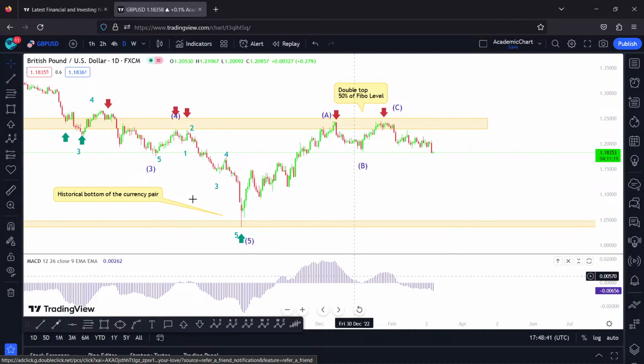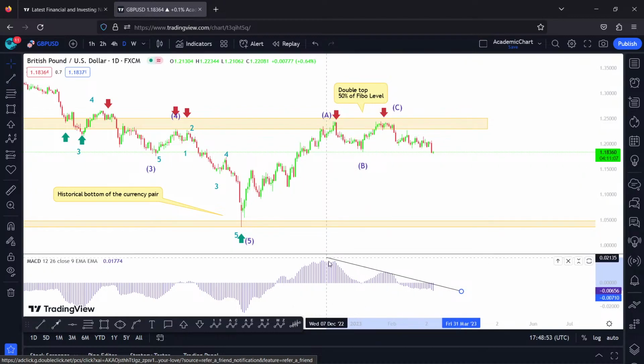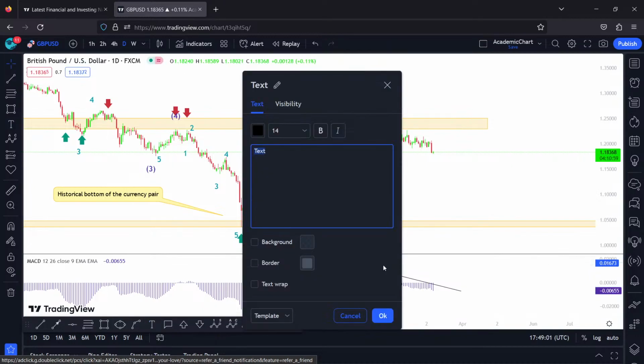But I usually want to utilize one of these oscillators, which my preference is MACD, to just get the confirmation. I've already detected this reversal, but I'm also seeing a very nasty and strong divergence here on MACD. Let me just clarify it by adding a note here.